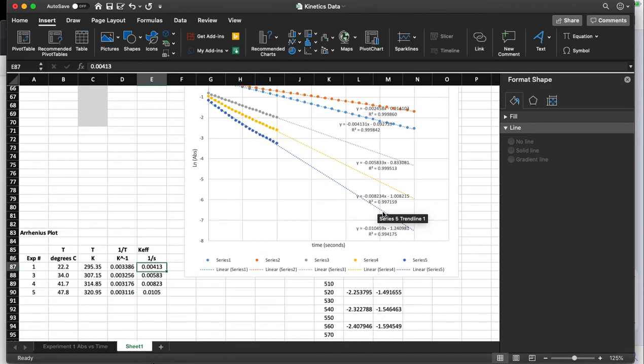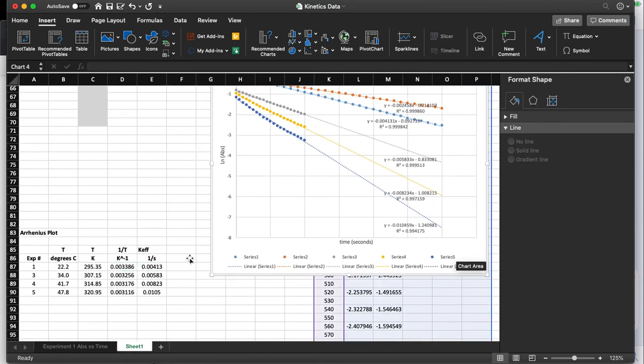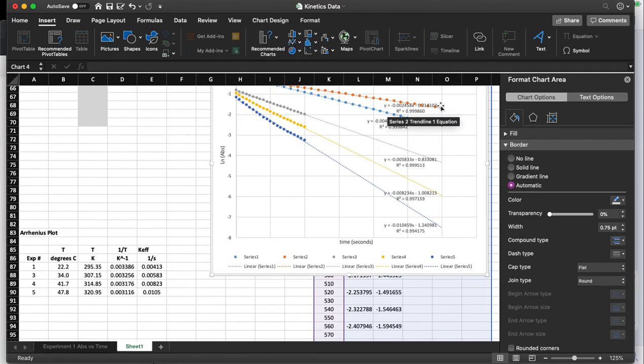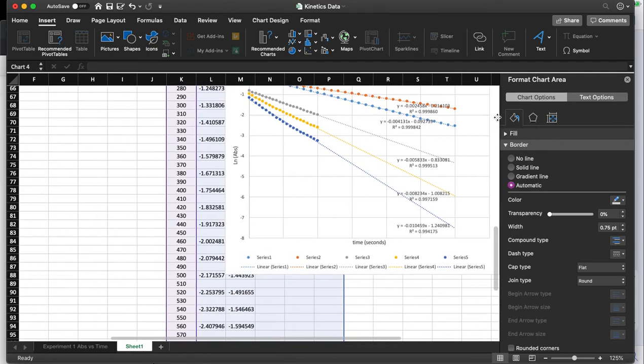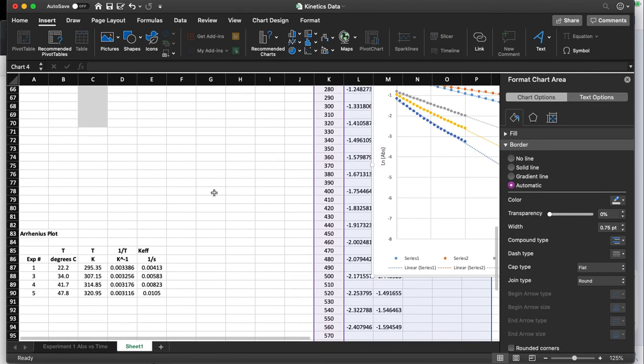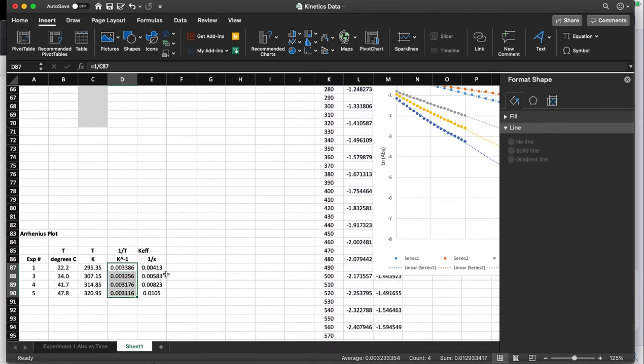So there's our K effective values. Now, what we want for our plot, though, is not just K effective. We actually also want it to be the natural log of K effective. So what I'm going to do here real quick, I'll scroll over and give myself some space, and I'm going to take these values.